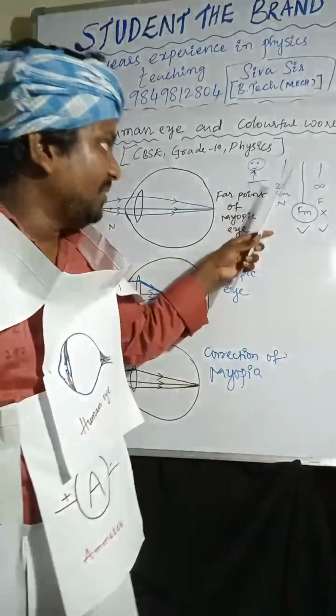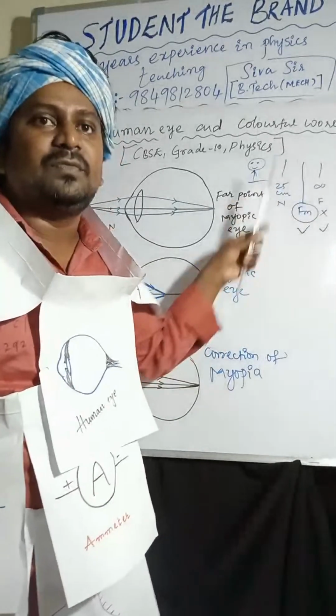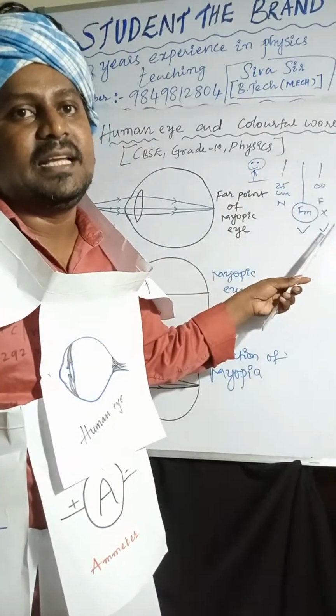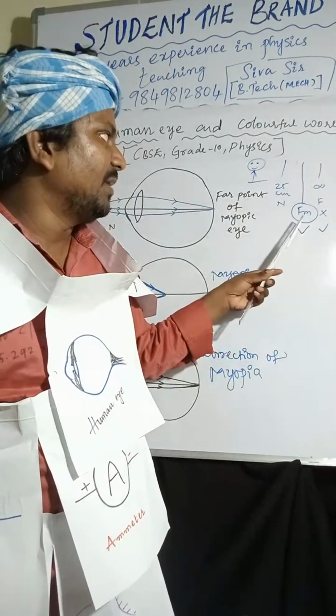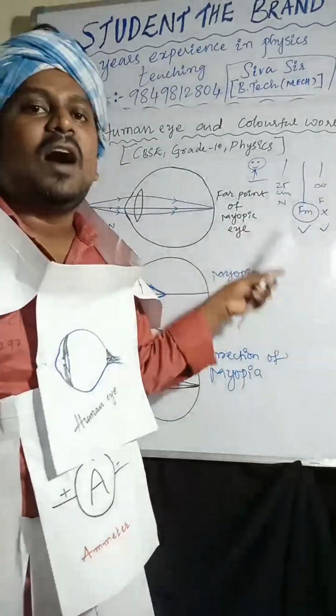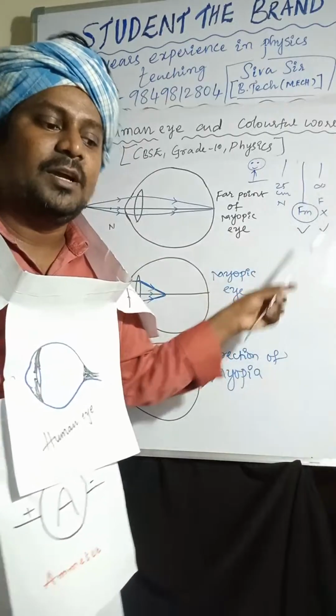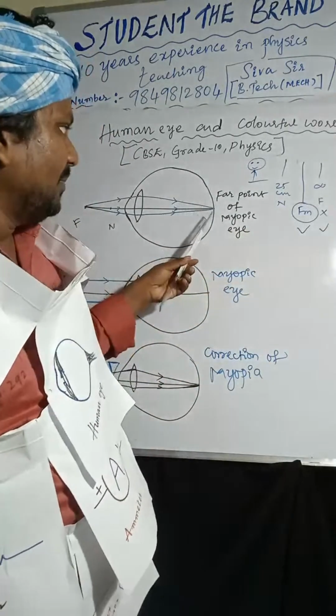But between 25 to infinity, somewhere he can see. Between 25 to infinity, somewhere he can see. That is the far point of the myopic eye. So those light rays will meet at the retina.